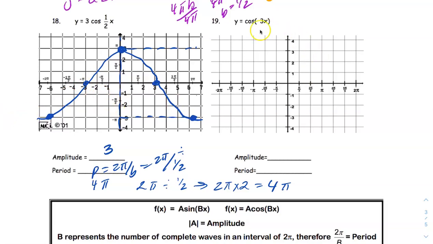The next one, a little simpler cosine graph. My amp is 1. My period is 2 pi over 3. And that's pretty much it. So on this one, we start at 0. We're going to end at 2 pi over 3, which is like right here. It's going to be a very short graph. Look at that. Alright, starts at 0, you end at 2 pi over 3.